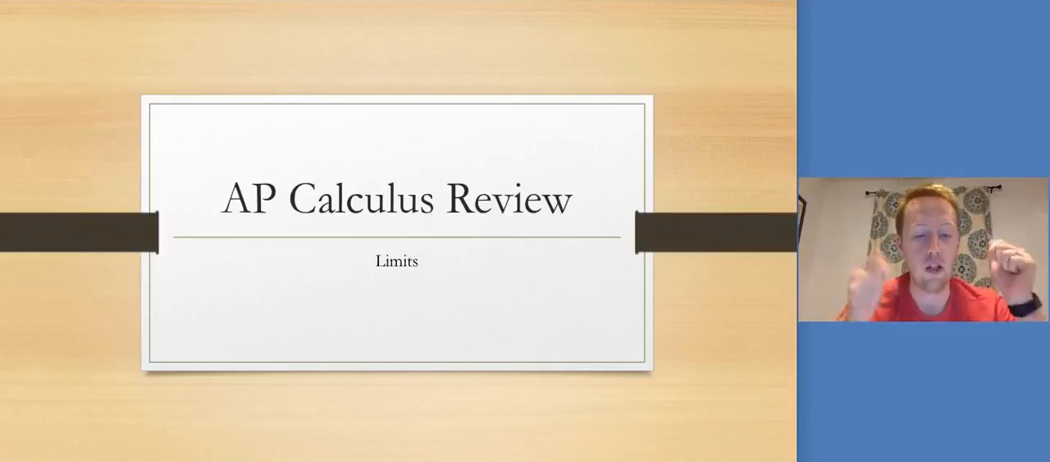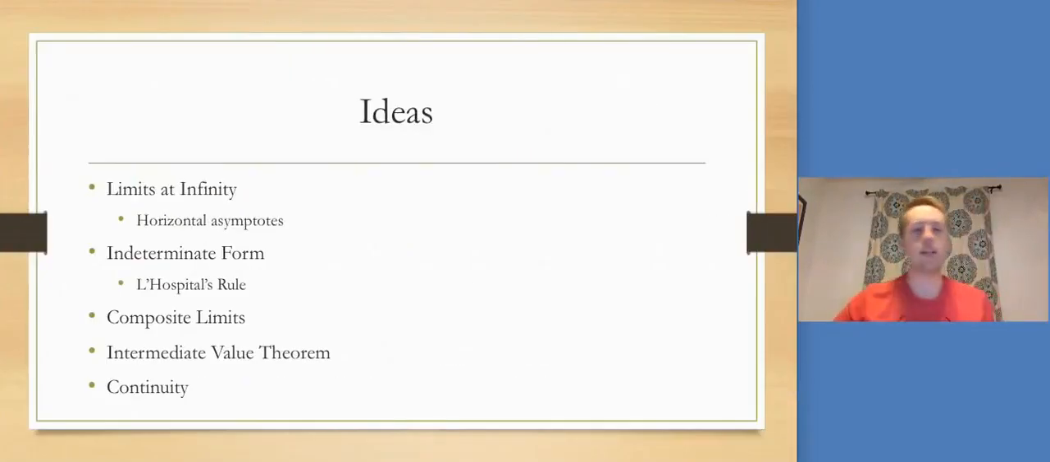First content video, let's go. Talking about limits. We're going to be talking about limits at infinity. Like I said, that means horizontal asymptote. So if you're ever asked to find a horizontal asymptote, find the limit at infinity or the limit at negative infinity. We've also got indeterminate form.